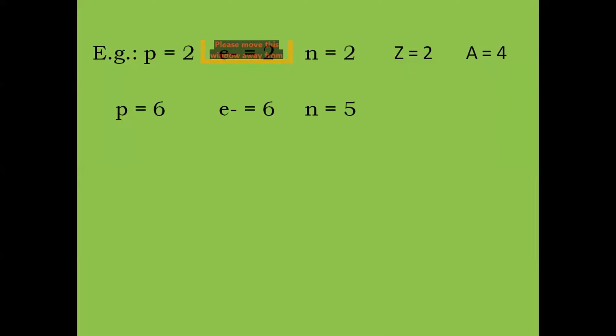So now can you tell me what will be Z? These are the details given to you of P, E and N. What will be Z? Z will be how much? Very good. Z will be 6 again. And what will be A? Why are you giving me mixed answers now? Come on, think. How do we calculate A? A is going to be P plus N. And P I have here is 6 and N is 5. So in total it becomes 11.